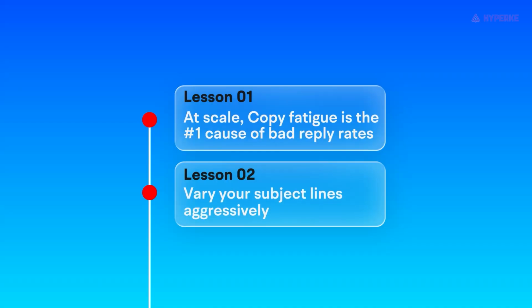Lesson number 2, your subject lines need to be varied aggressively. So in line with what we were talking about copy fingerprinting, your subject lines are the most fingerprintable part of your email because they are the ones that are repeated the most often, right? One subject line that's sent across 10,000 emails is probably the easiest way to get filtered.